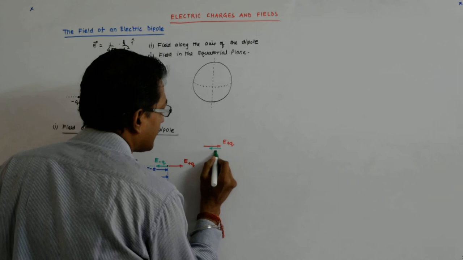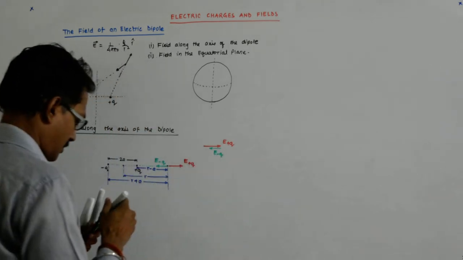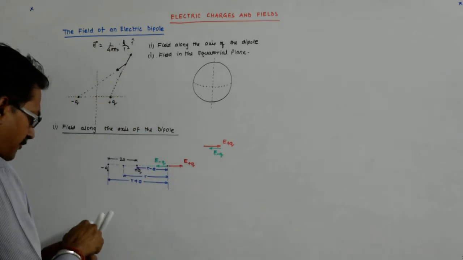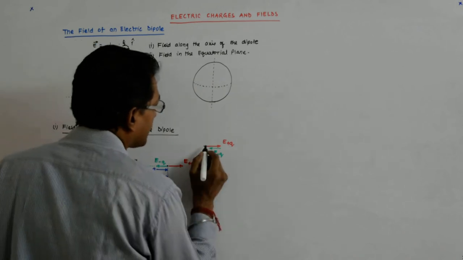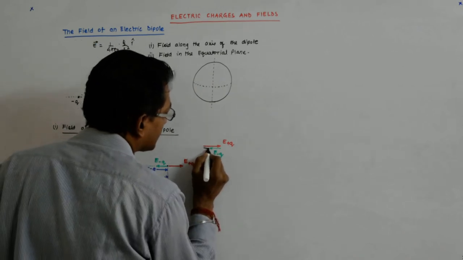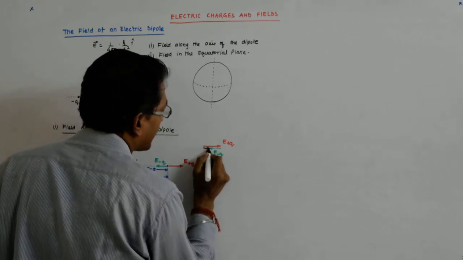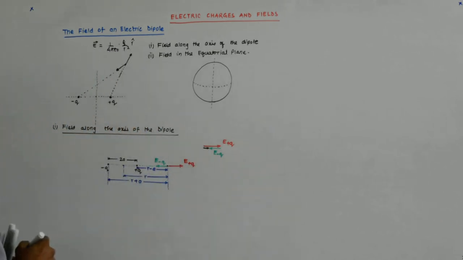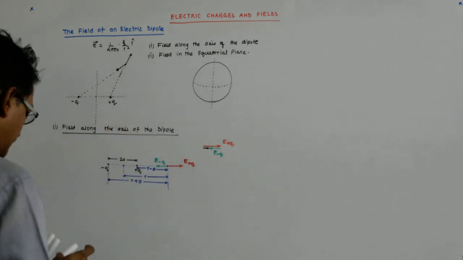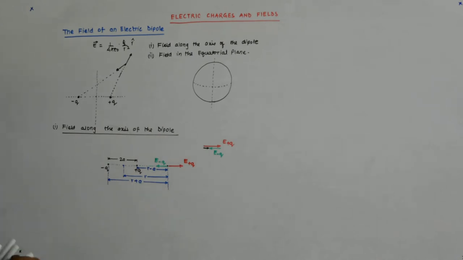This is E minus Q. So what is the resultant? From the tail of the first to the head of the last. So this is my total electric field at the point. Fine. So we set out to do that.